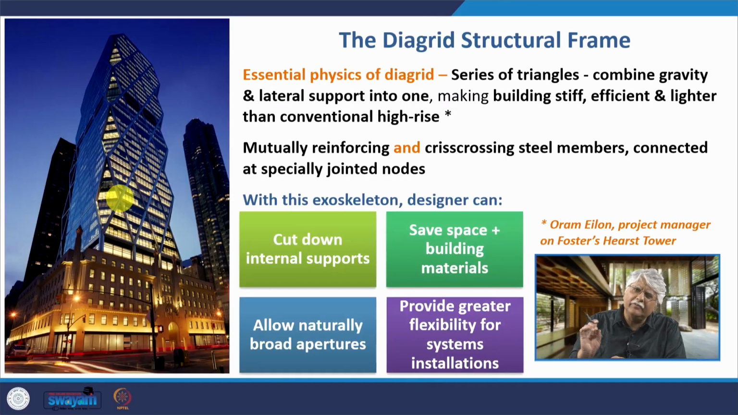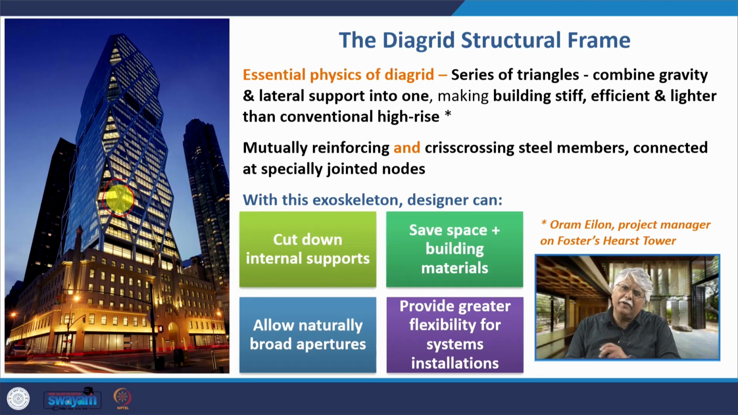The essential physics of the Diagrid frame is it's a series of triangles that combine gravity and lateral load support into one. It makes the building stiff, efficient and lighter than conventional high-rise buildings that have a frame construction. Mutually reinforcing and crisscrossing steel members are connected at specially joined nodes that, for example, you see here. This is the example of a node in the Hearst Tower.